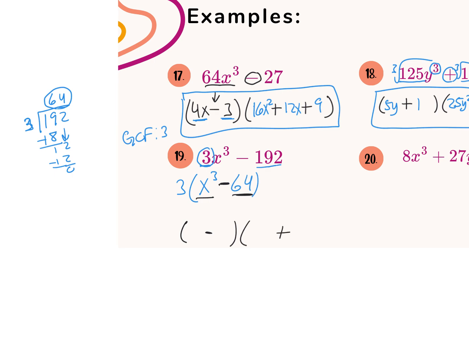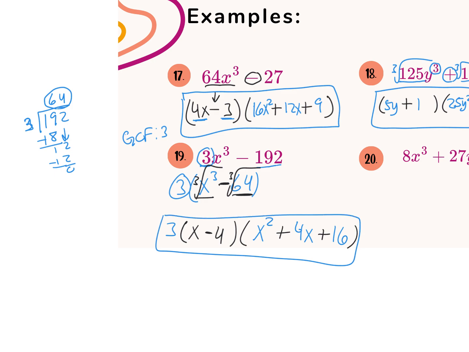Same, opposite, always plus. The cube root of the first is going to get me an x. The cube root of the last is going to get me 4. And then in my trinomial, it's going to be the square of the first, so x times x is x squared. Square of the last, 4 times 4 is 16. And the product of the 2 in the middle is going to get me 4x. And then don't forget about the 3 that we factored out on the outside. This would get you your final answer.